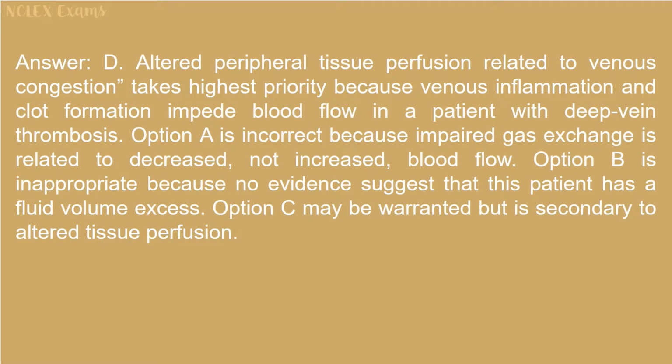Answer: D. Altered peripheral tissue perfusion related to venous congestion takes highest priority because venous inflammation and clot formation impede blood flow in a patient with deep vein thrombosis. Option A is incorrect because impaired gas exchange is related to decreased, not increased, blood flow. Option B is inappropriate because no evidence suggests that this patient has a fluid volume excess. Option C may be warranted but is secondary to altered tissue perfusion.